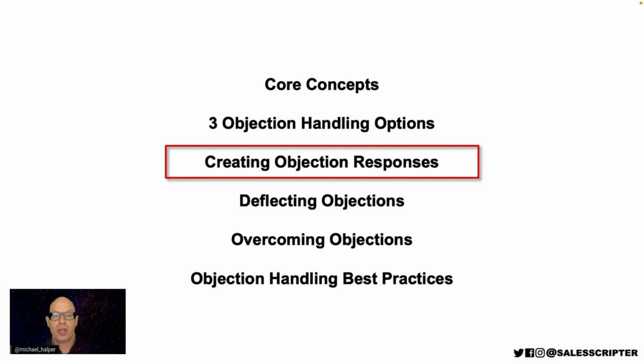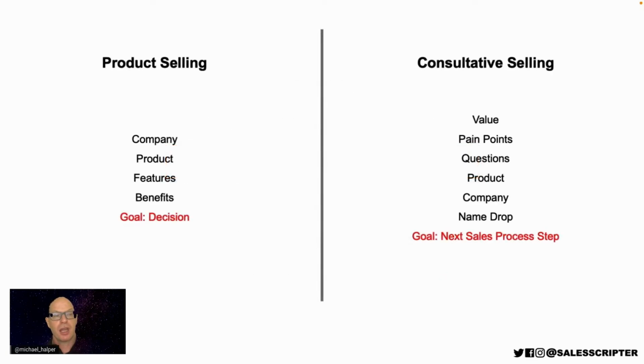So let's talk about creating your objection responses. And it kind of goes back to this slide, which is what we've talked about before. So on the left side is product selling, and we've talked about that's where salespeople primarily go out: this is who I work for, this is what I sell, do you need what I sell?